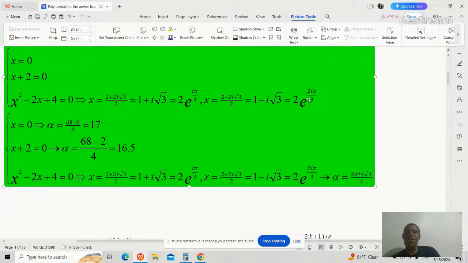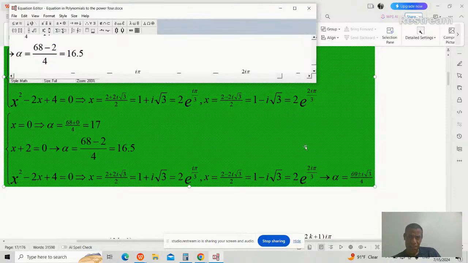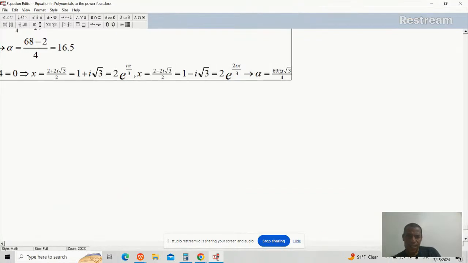Now, learners, I obtained all the x roots of the new polynomial. Now I go back and write the exact roots of the new polynomial. We have 68 plus 0 over 4, which is 17. And the second one, 68 minus 2 over 4, is 16.5. And the other roots are equal to alpha equals 69. Why does it appear 69? Okay, yes, this one is 68.